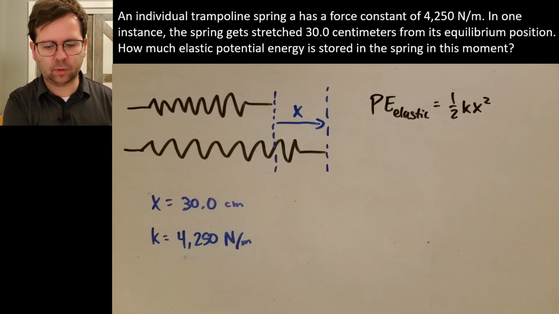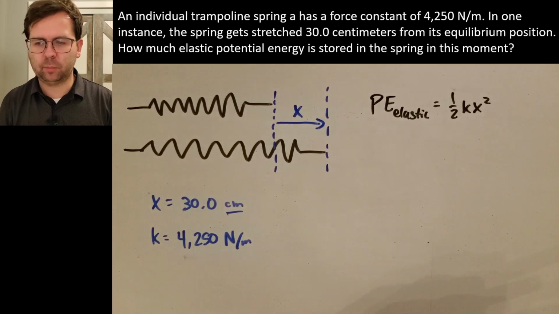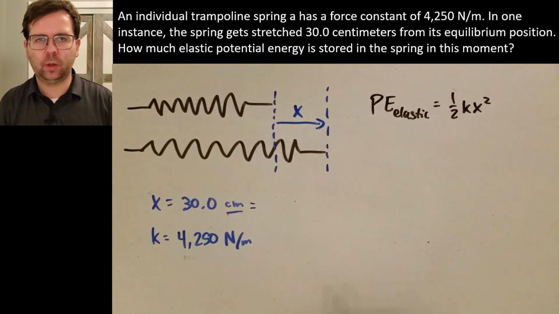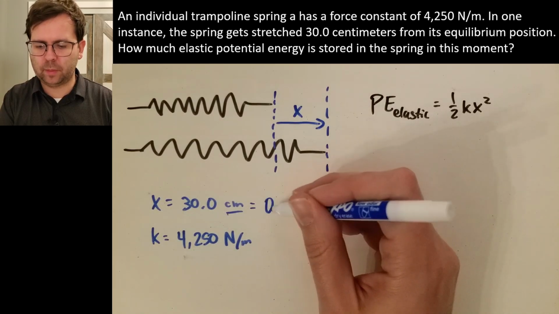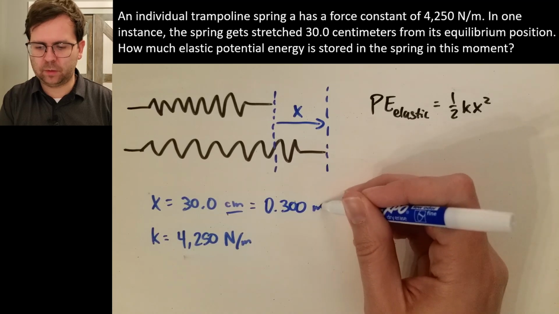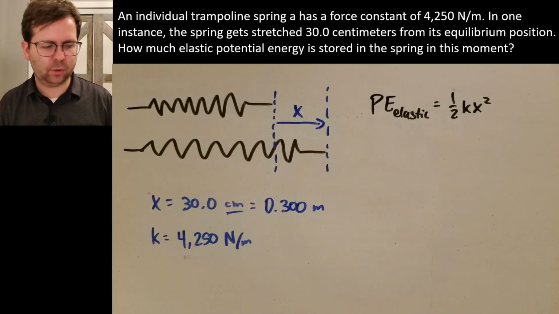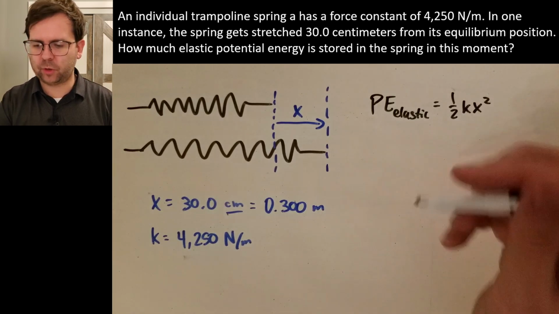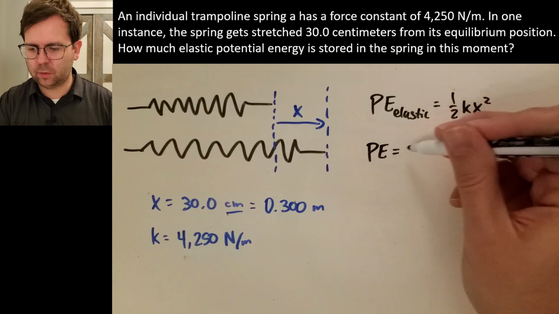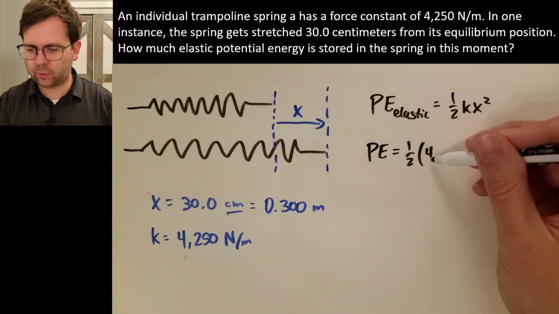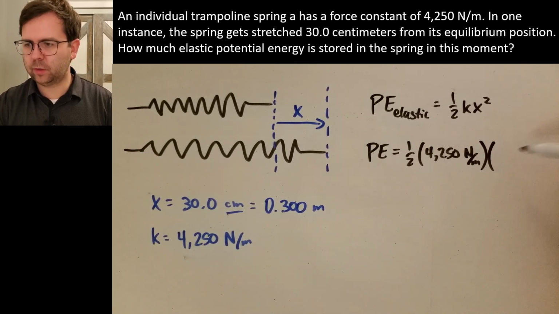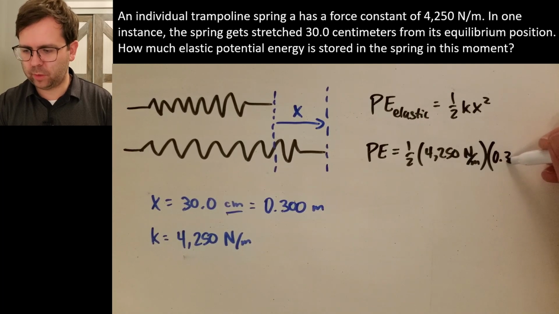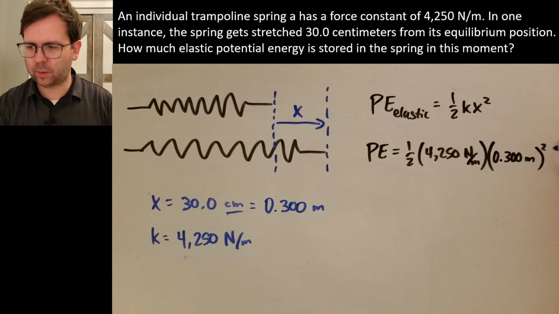The only problem is we have our distance here in centimeters. And in order to have joules for our potential energy, we need to convert everything into standard scientific units. This needs to be in meters. So we're going to divide by 100. That'll give us a distance of 0.300 meters. So elastic potential energy over here, we will say 1/2 times k, 4,250 newtons per meter, times the distance squared, 0.3 meters squared.